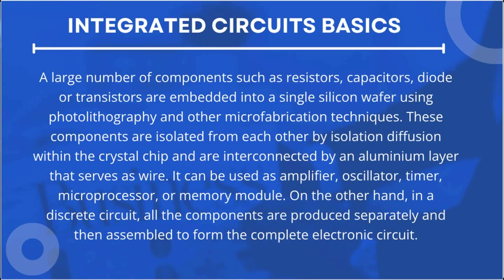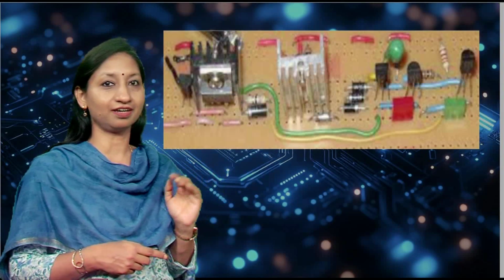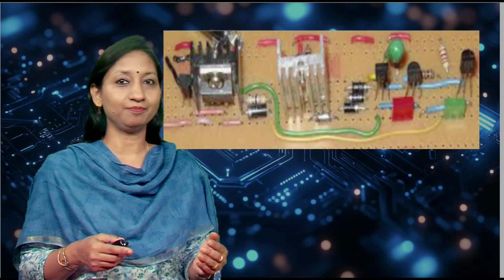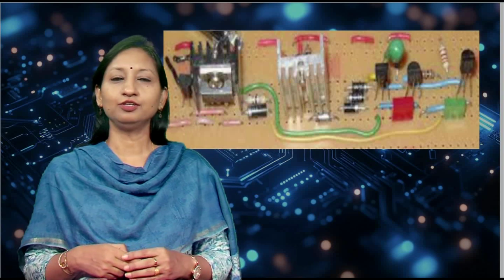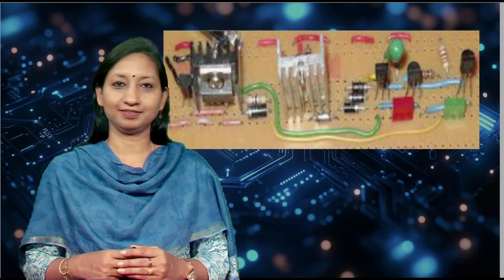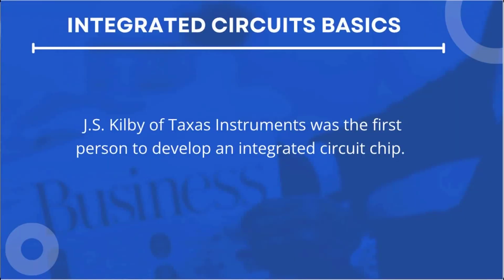It can be used as an amplifier, oscillator, timer, microprocessor, or memory module. On the other hand, in a discrete circuit, all the components are produced separately and then assembled to form a complete electronic circuit. J.S. Kilby of Texas Instruments was the first person to develop an integrated circuit chip.